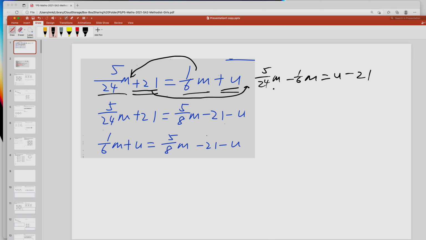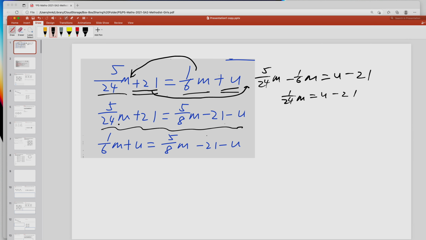Okay, good. So this will give you 1 over 24m u minus 21. Simplify. This, you use your calculator, you can get 1 over 24m. Okay, so that's part 1. Now, part 2, which is this.